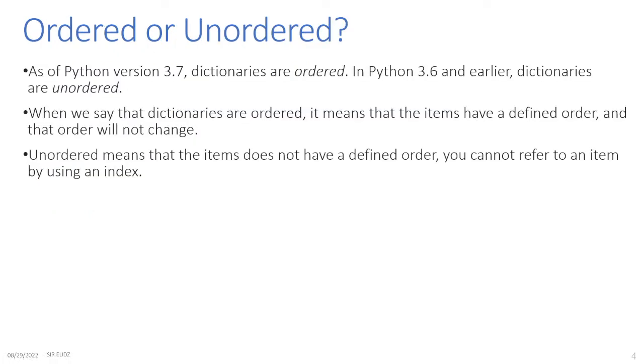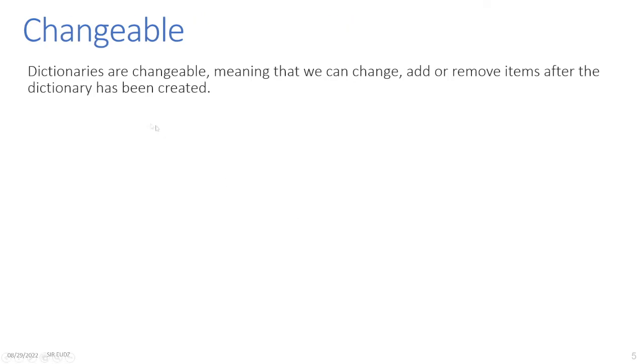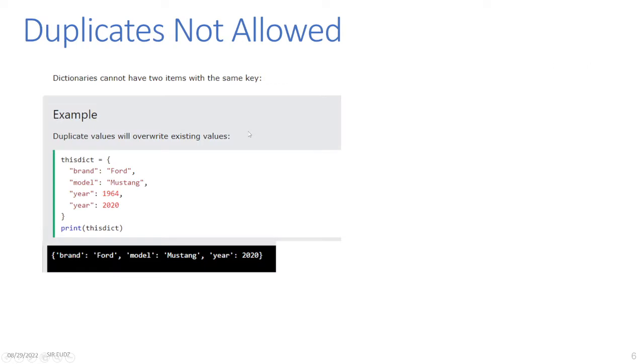Ordered or unordered. As of Python version 3.7, dictionaries are ordered. In Python 3.6 and earlier, dictionaries are unordered. When we say the dictionaries are ordered, it means that the items have a defined order and the order will not change. Unordered means that the items do not have a defined order. You cannot refer to an item by using an index. Changeable. Dictionaries are changeable, meaning that we can change, add, or remove items after the dictionary has been created.